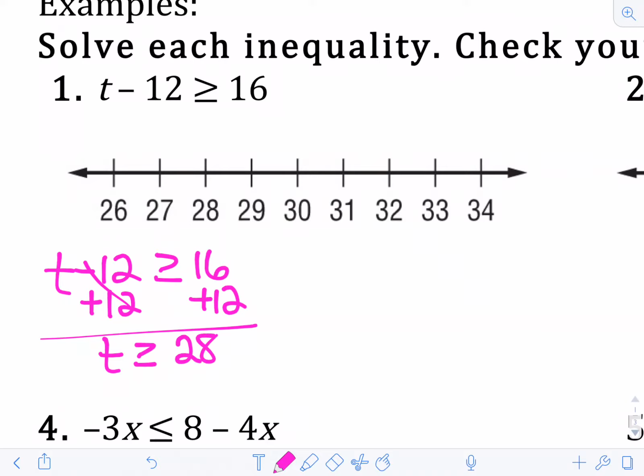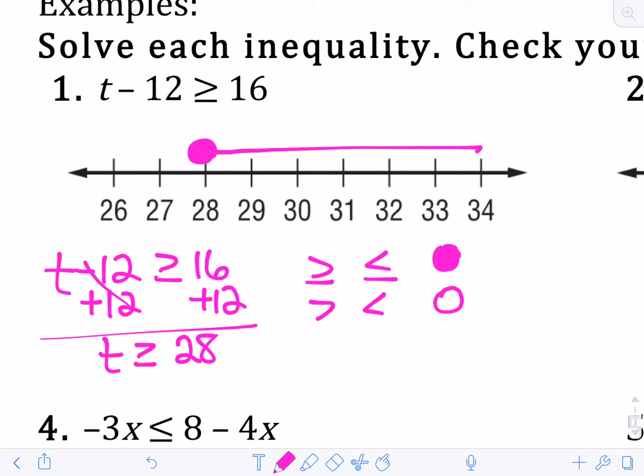Alright, whenever you have a greater than or equal to or less than or equal to, you have a solid circle. Whenever it's just less than or greater than, you have an open circle. So here we are at 28 because I have an equal sign, I'm going to put that there, and it tells me that t is greater than, so I want to pick numbers that are greater than 28. That's 29, 30, and so on. So it's going to go in that direction because all of those numbers represent numbers that are greater than 28.